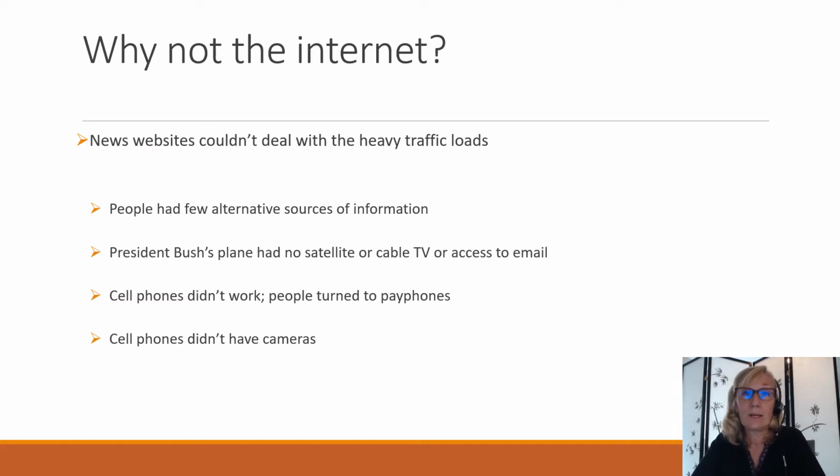We can even think about President Bush's plane at the time. It had no satellite. It had no cable TV. It had no access to email. On the ground, cell phones didn't work. People were turning to payphones. And of course, these were the days before cell phones even had cameras.